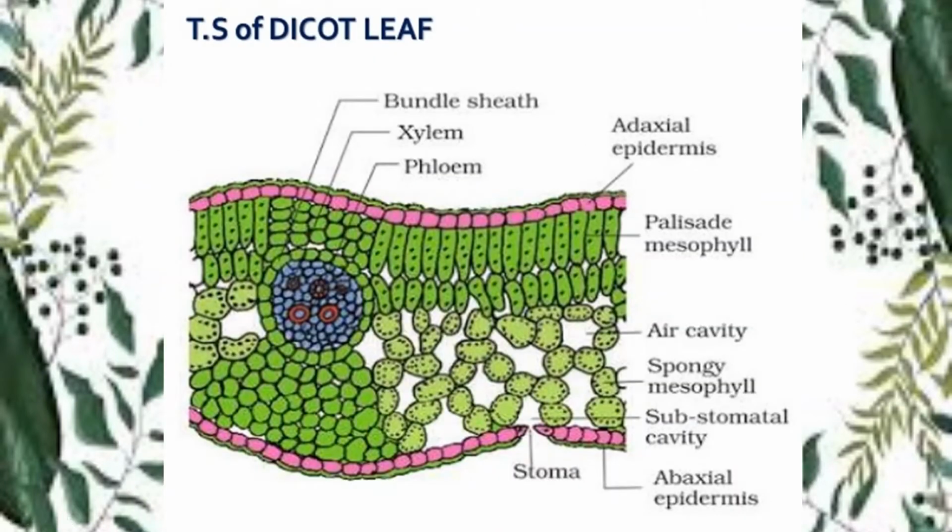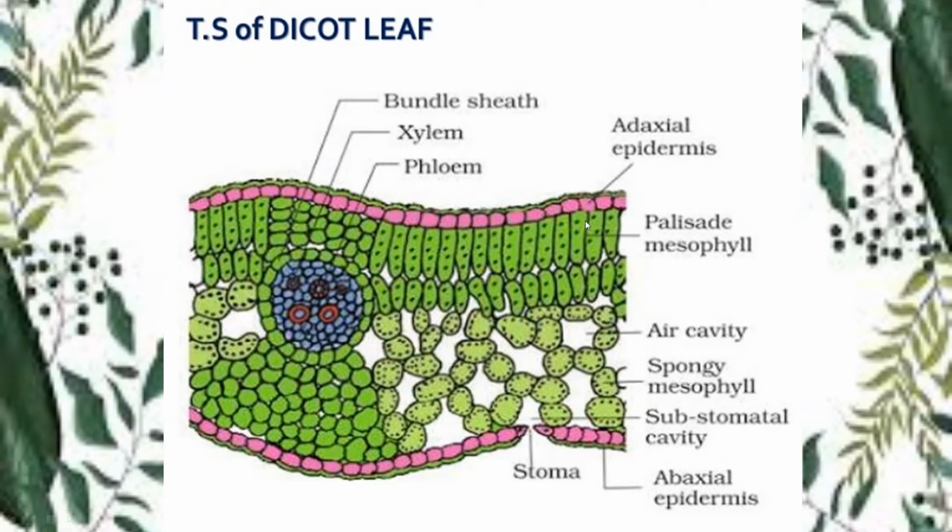Now we will see the internal part of the leaf. The cross section or TS, the transverse section of the leaf, shows the inner parts of the leaf. What are the inner parts of the leaf? See, this is the upper epidermis. This is the lower epidermis, or adaxial and abaxial, you can see. The layer which covers the epidermis is called the cuticle. This layer is cuticle. Here also it is there. This layer is cuticle.